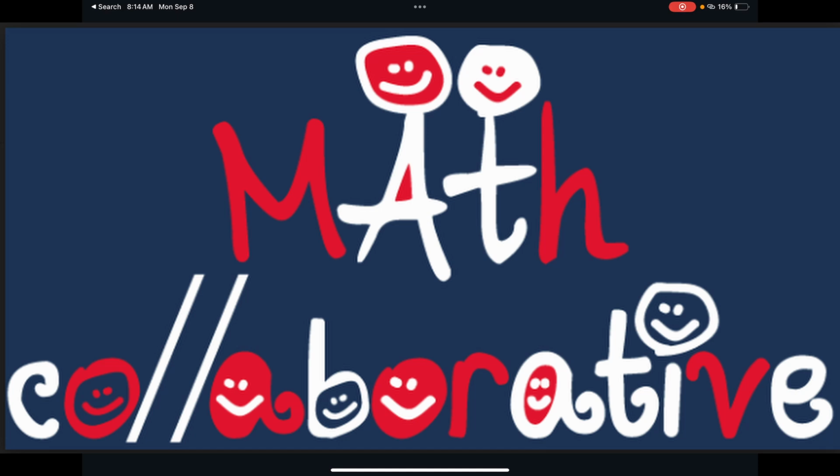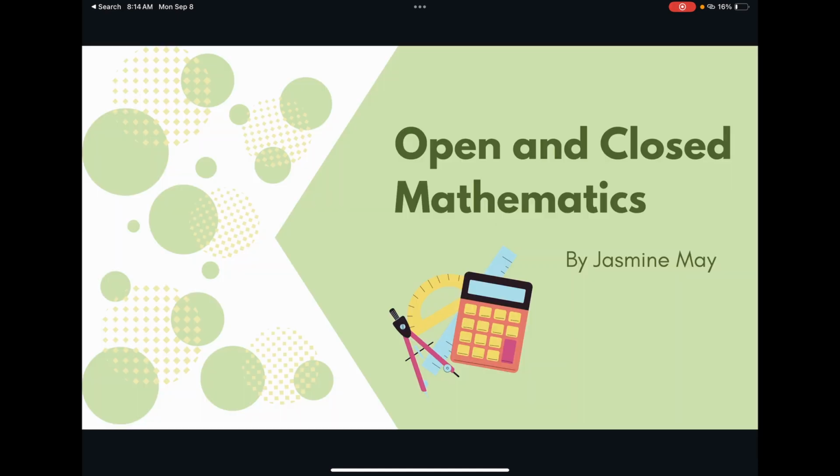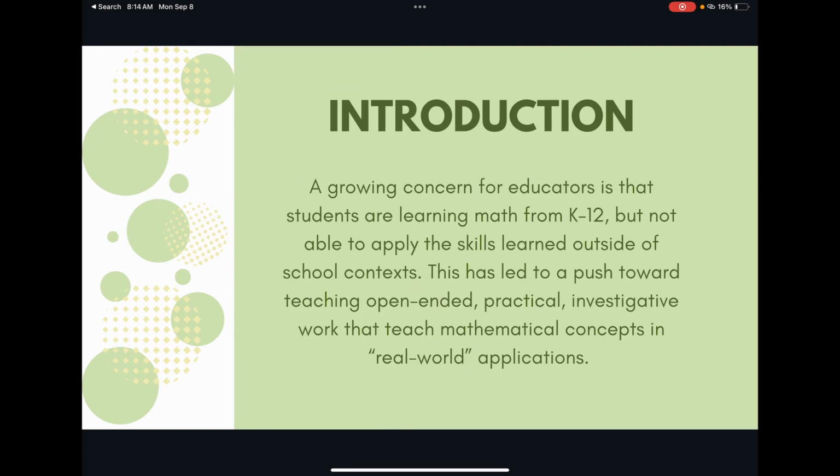So, the article that I chose was called Open and Closed Mathematics. A brief introduction: there's been a growing concern for educators that students are learning abstract mathematical concepts from K through 12, but not actually able to apply the skills that they learn outside of school context. For example, they get an equation y equals mx plus b, but don't understand how this is a rate of change and how this can apply in any context outside of the math classroom.